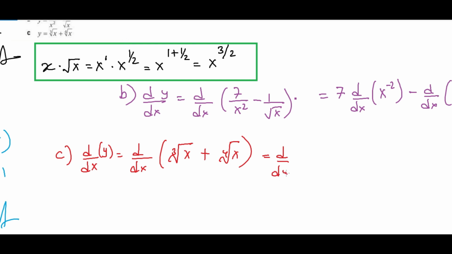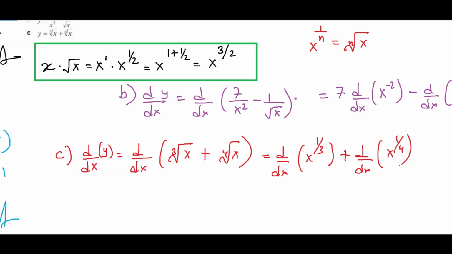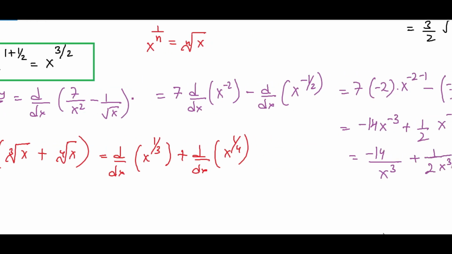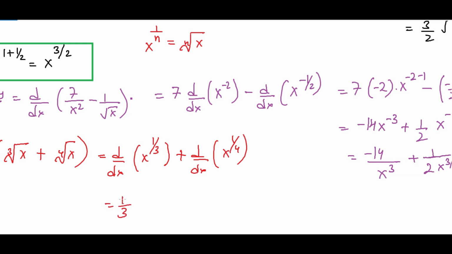dy by dx, x to the power n. I have written it here also, that x to the power 1 by n, if it is in the denominator, means it is the nth root of x. Same here, it is the third root, so 1 by 3, plus dy by dx of x to the power 1 by 4. Here n value is 1 by 3, so you know how to deal with that. 1 by 3 will come out, times x to the power 1 by 3 minus 1, plus 1 by 4 is the n value, x to the power. Everything which I am writing is in the power.